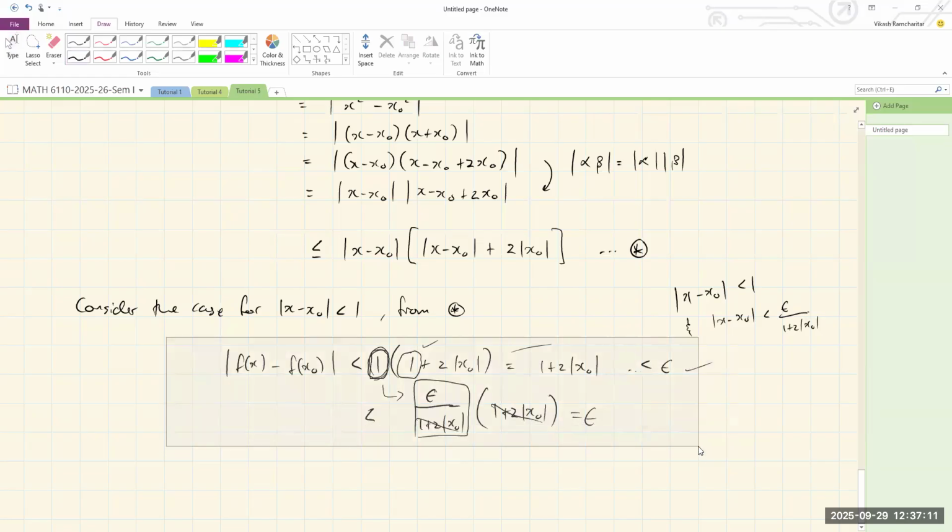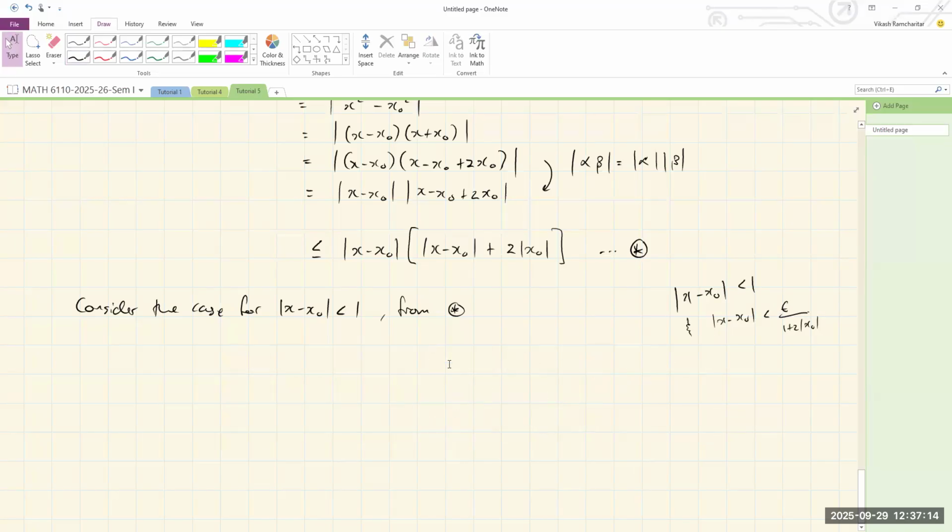So what that is telling me is, well, that's actually telling me how to choose delta, right? Because modulus of x minus x0 is less than delta. So if we take, for example, delta to be the minimum of these two numbers, 1 and epsilon over 1 plus 2 mod x0, right?